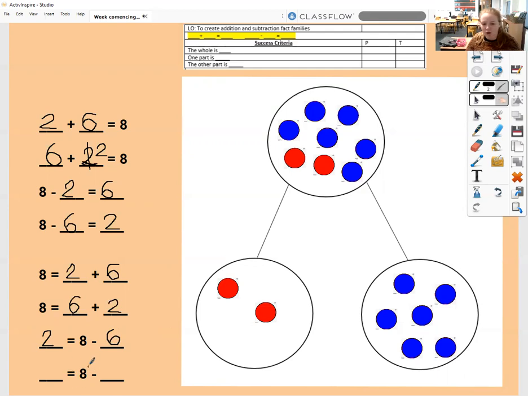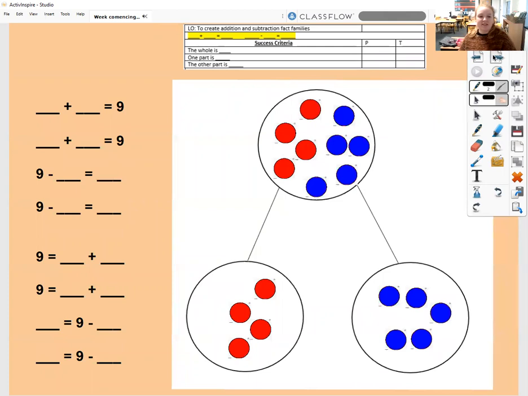So this time let's start with our whole. Our whole subtract our first part. So last time our 6 was our first part. So this time our 2 is going to be our first part. So 8 subtract 2 equals our remaining part, which is 1, 2, 3, 4, 5, 6. Fantastic. Okay, let's look at our next one.